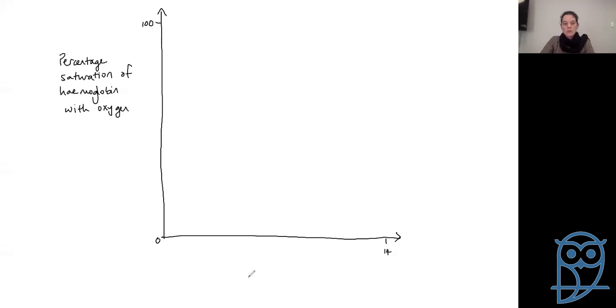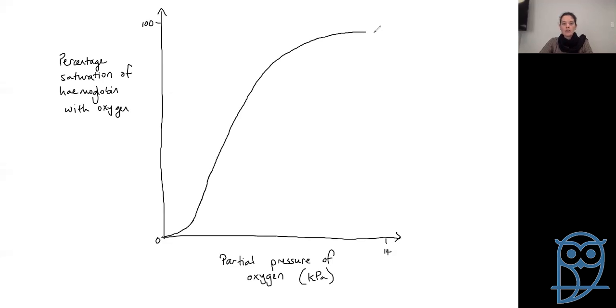Okay, and at the bottom here, we have partial pressure of oxygen. That's just a fancy way of saying the concentration of oxygen. Okay, this is measured in kilopascals because it's a pressure. So when we have no oxygen, we have no saturation of hemoglobin. We go up to about 2, and 2 goes up to about 1 oxygen per hemoglobin. So 25% saturation. Then we go steeper, and then we level off because we're fully saturated.